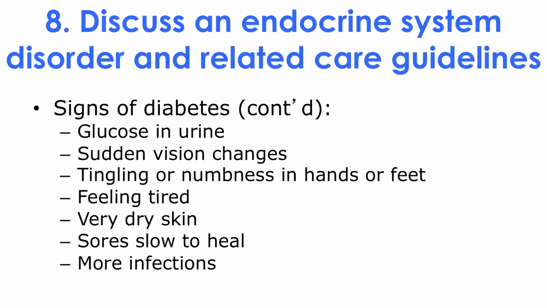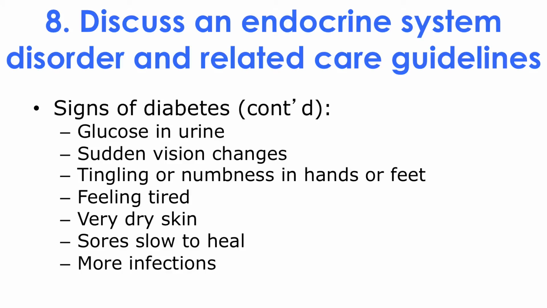So when we start talking about other signs of diabetes, there's glucose in the urine, okay? Sudden vision changes start happening, because remember, we talked about glaucoma, increased fluids in the eyes, okay? Then you also have tingling or numbness of the hands or the feet. You may have the feeling of being tired, because remember, your hormone is not converting glucose to energy anymore, okay? So if you cannot convert glucose into energy, then you won't have any energy to do anything, okay?